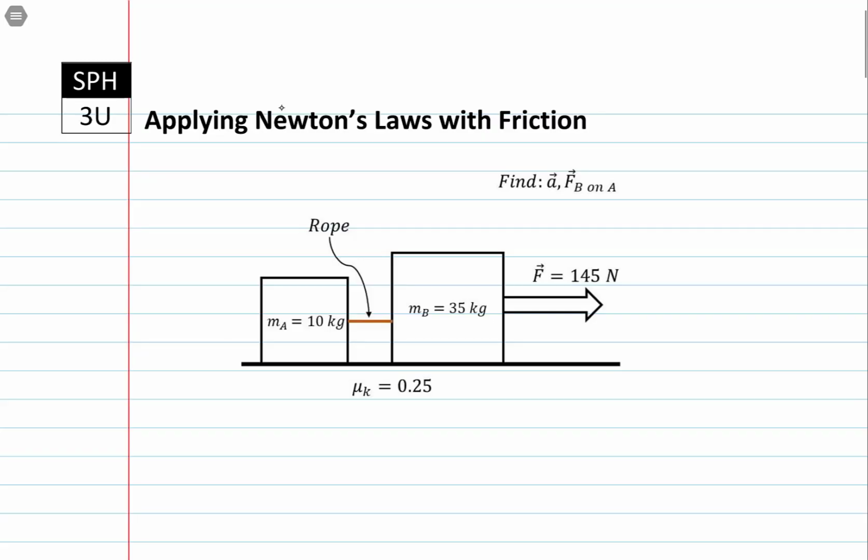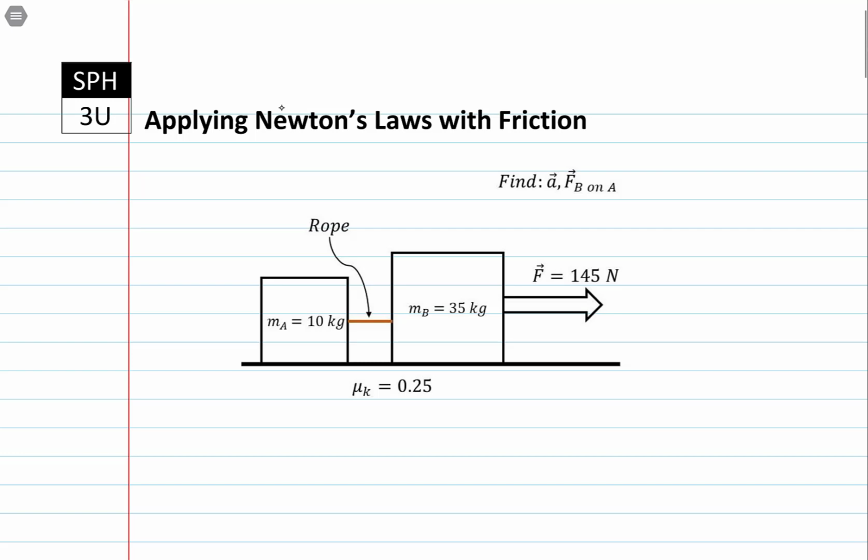Hey Royals, in this video we're going to analyze some Newton's laws, but in the case of these problems we're going to have to include friction. Okay, so there's a problem on our screen right now. The two boxes, box A and box B, are being dragged towards the right with a force of 145 newtons, and they're connected with a rope.